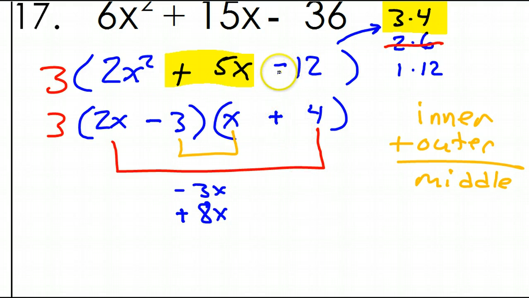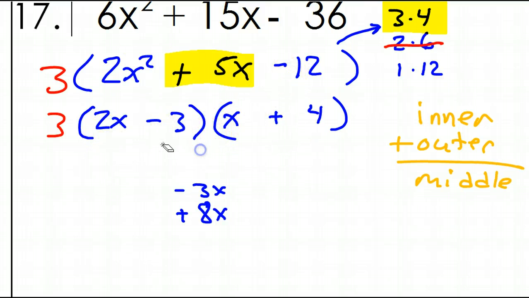We have to make sure we're getting the right sign on this 12. Does negative 3 times positive 4 make negative 12? Well, yeah, a negative times a positive is a negative. So that means this is in fact the correct answer.